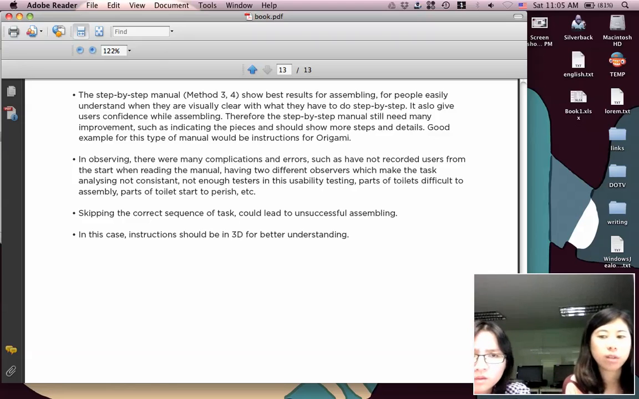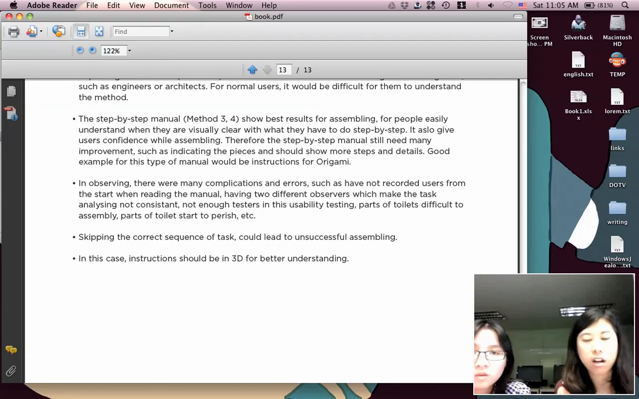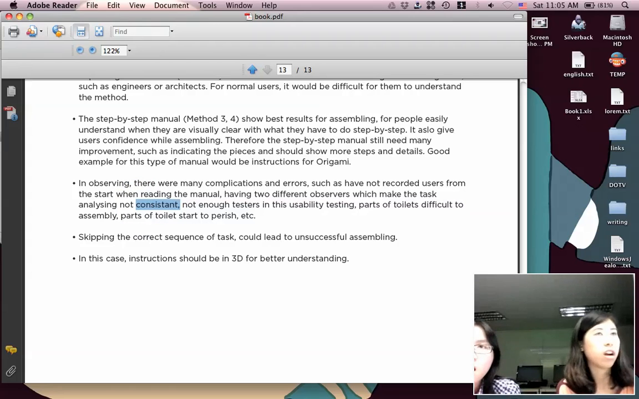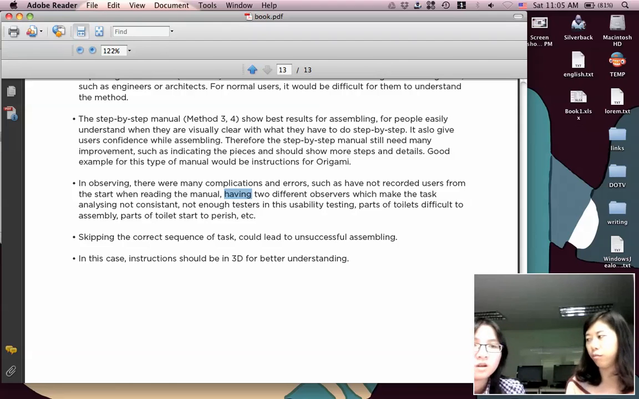Also in this testing, we found some inconsistency in the video recording. When we recorded the user, we didn't record the task where they start reading the manual, so we couldn't really record the time when they first understood the manual. And on recording the actions, we used two people together, so somehow we might have recorded differently.